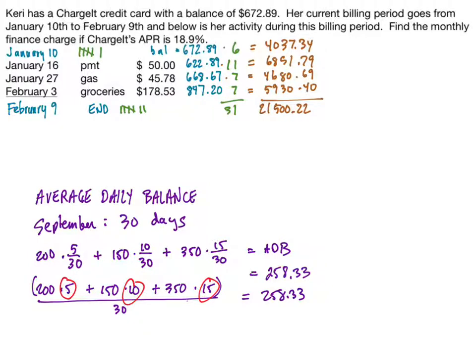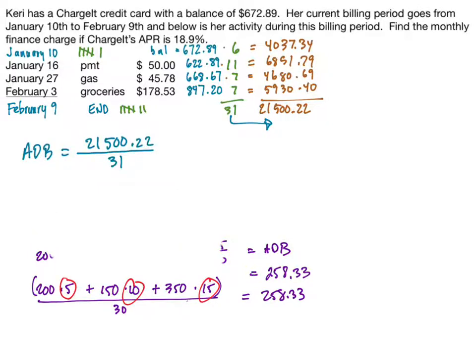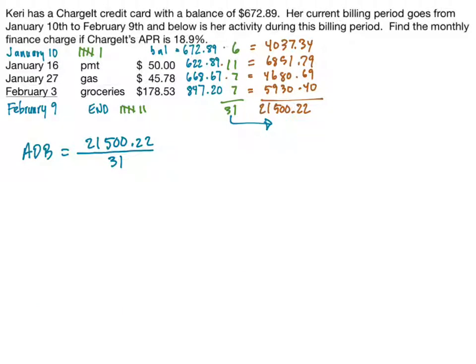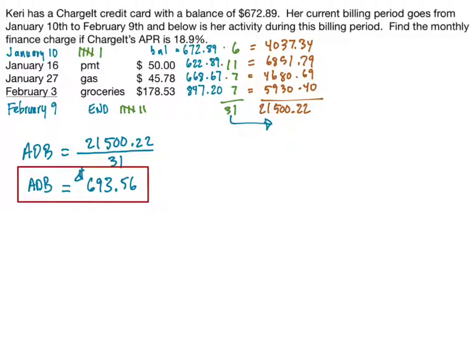21,500.22. And to turn this into an average daily balance, I just need to divide by the number of days in my month, which in this case is 31. So if I divide by 31, I'm going to get my average daily balance to be 21,522. Let me get rid of this stuff. Divide by 31, and that gives me an average daily balance of $693.56.